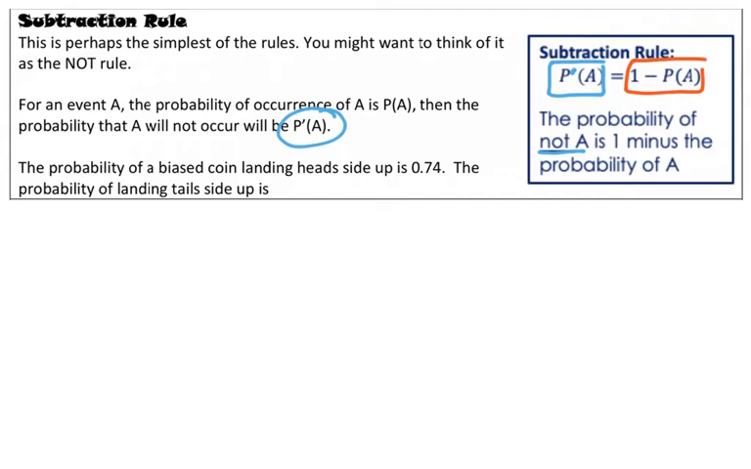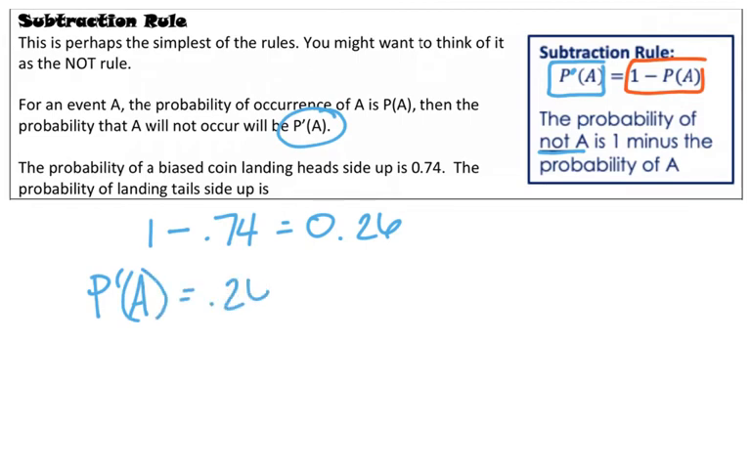Alright, so this is the most simple example. The probability of a biased coin landing head sides up is 0.74. So the probability of landing tails would be 1 minus 0.74. It does not get any easier than that. You put that in your calculator and you get 0.26. So it would look like this. The probability apostrophe A equals 0.26. So anytime you see that apostrophe, it means what's the probability of it not happening. So it's 1 minus the probability that it actually does happen.